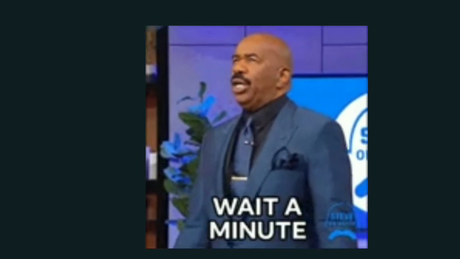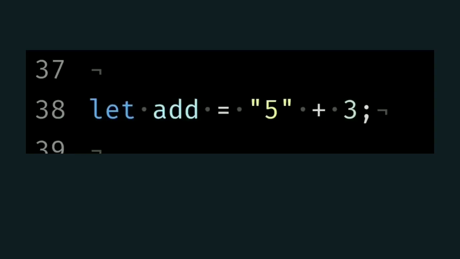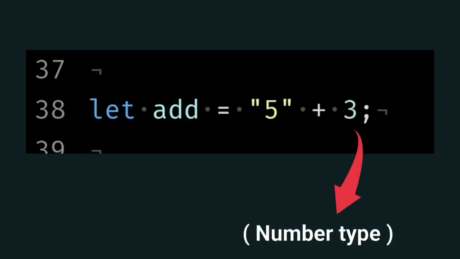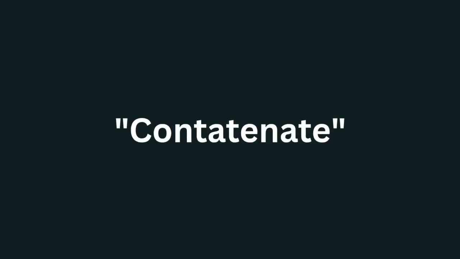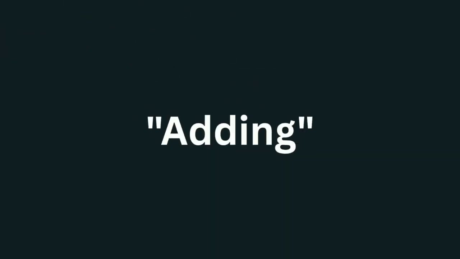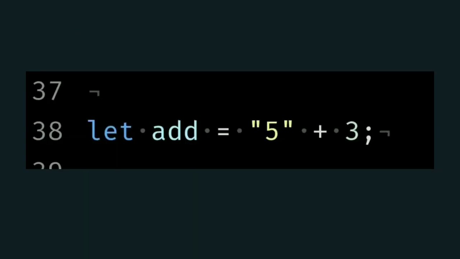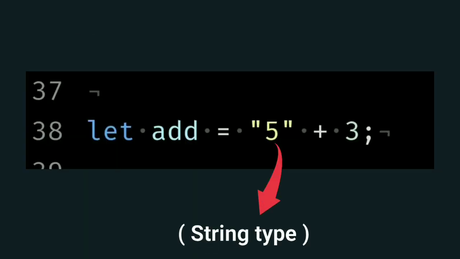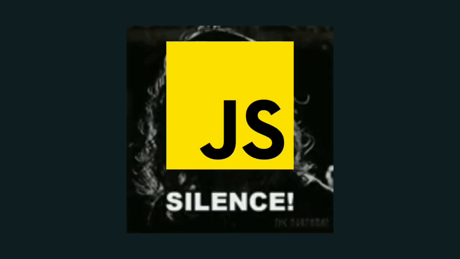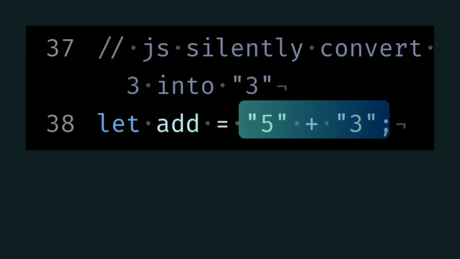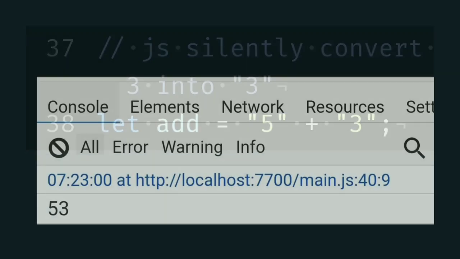But wait, in our example we have 3, which is a number type. So why did JavaScript concatenate it instead of adding? The reason is we have one value which is a string. In order to perform the operation, JavaScript silently converts the other value into a string as well, and that leads to concatenation.